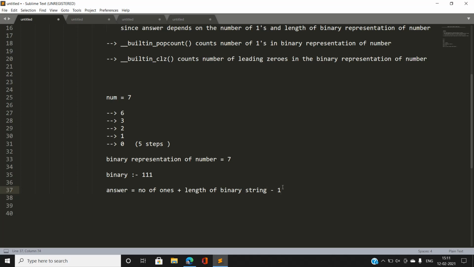This formula is going to be valid for every number, that is, if our number is n, which can be any non-negative integer. So our answer for the number of steps to reduce the number to exactly 0 would be the number of ones in the binary representation of the number n plus the length of that binary string minus 1. Let me write why this formula is working, the main thing that our viewers will think about.